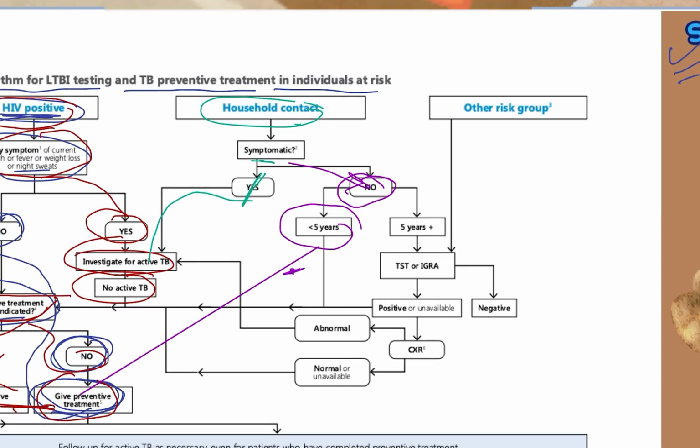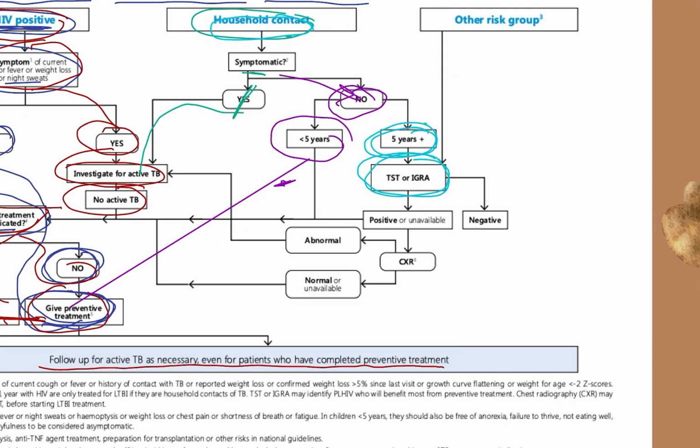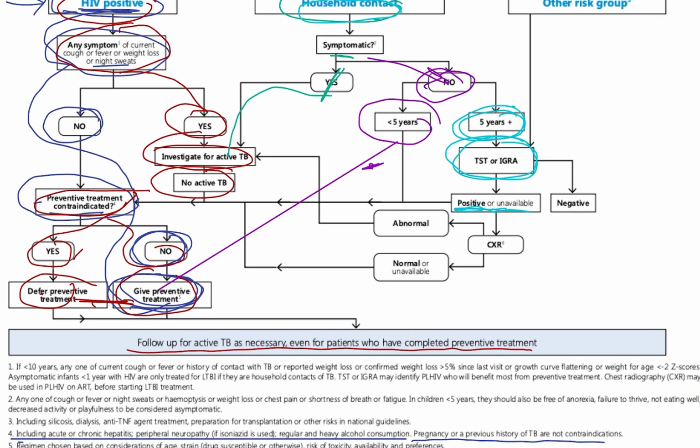Household contacts, 5 years or above age, testing should be done. TST or IGRA. Positive or unavailable. If it's positive or unavailable, you can offer them a preventive treatment after checking contraindication. And check for a chest x-ray as well, if it's normal or abnormal, and you can act accordingly.